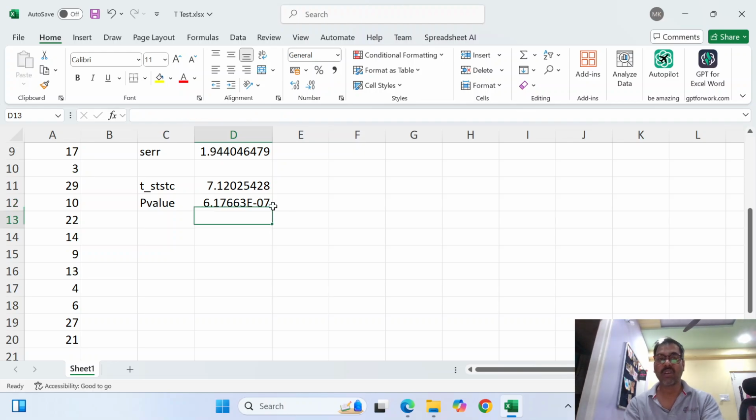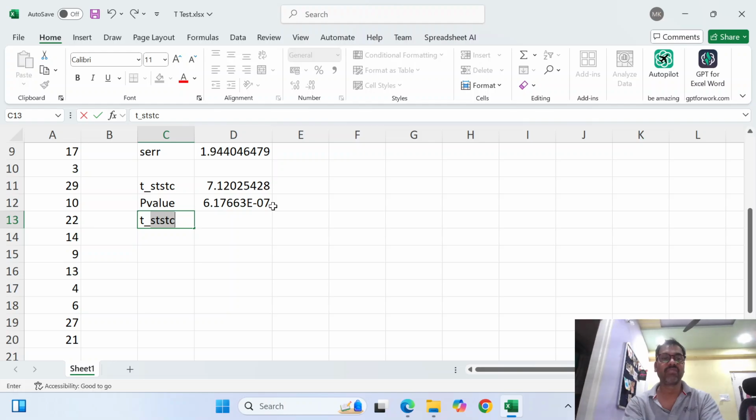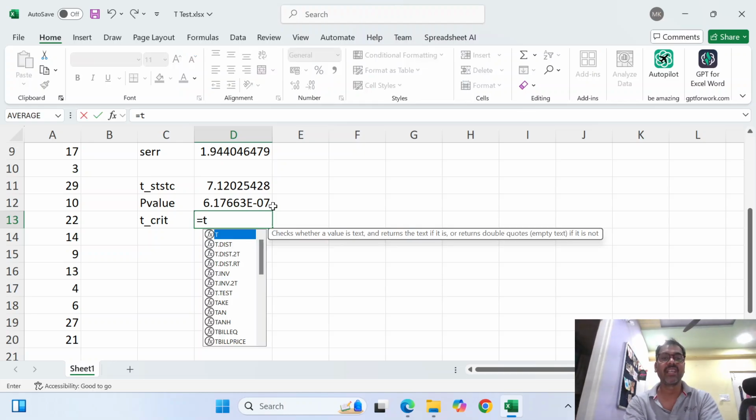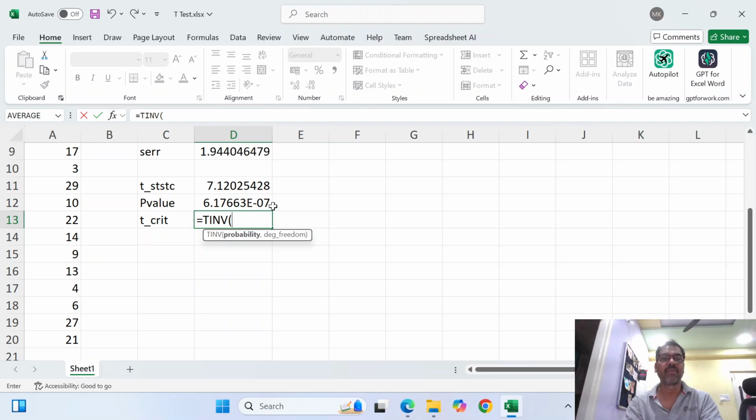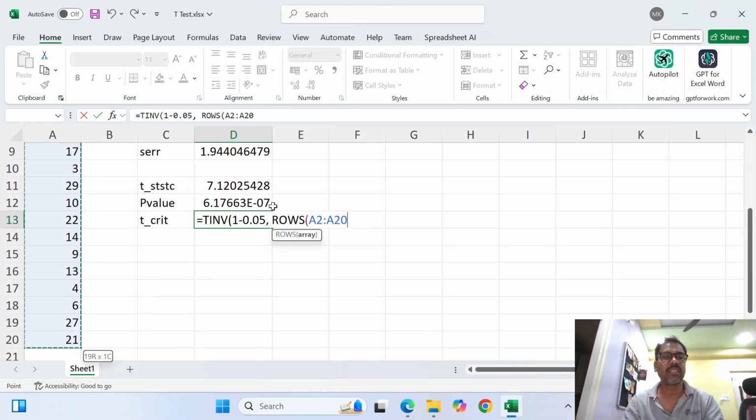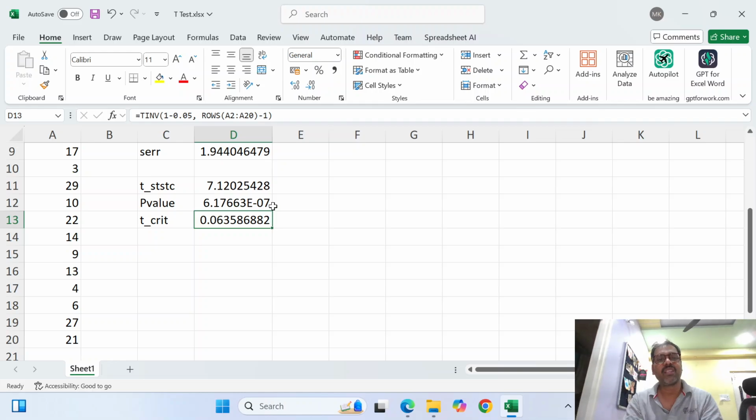Now what is the t critical value? Just for a cross check, the critical value is going to be T.INV. Here the probability is 1 minus 0.05, because it's a right tail value, and the degrees of freedom are rows; I can just directly use 19 minus 1, but instead I want to follow the convention. Now this is actually the t value, right? The calculated t value is far above the critical t value.